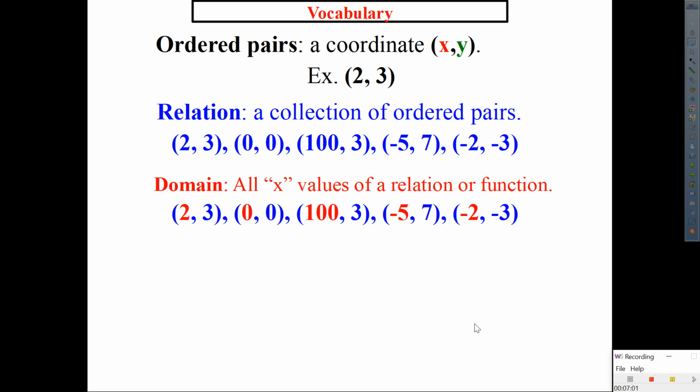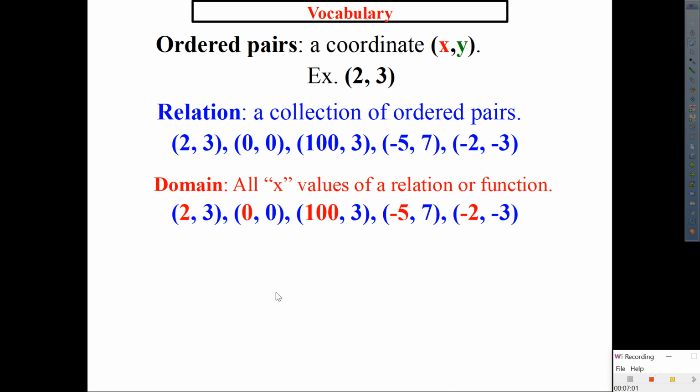Tell your neighbor what's so particular about writing that domain in that way. And of course you saw that it was in what? Ascending order, from least to greatest. Does everybody see that it's from least to greatest? Yes? All right. Also, from that same relation, I can ask you for the y values.